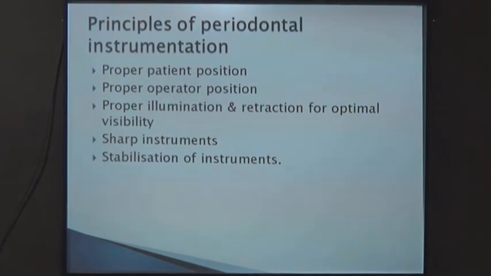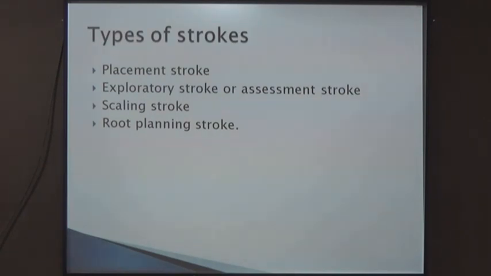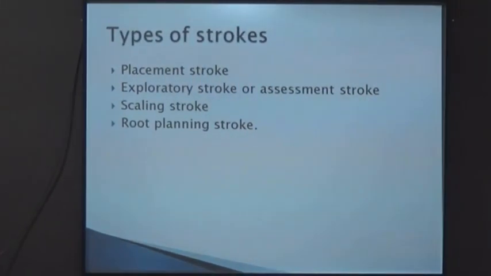Now, what are the principles of periodontal instrumentation? Proper patient position, proper operative position, illumination should be there, sharp instruments and stabilization of the instruments. Types of stroke: placement stroke, exploratory stroke or assessment stroke, scaling stroke, root planing stroke. You can ask why there are so many differences. Root planing stroke will be an oblique stroke, okay, and scaling stroke will be a short, powerful pulling stroke, okay. Then exploratory stroke and assessment stroke can be used in the curettage also.